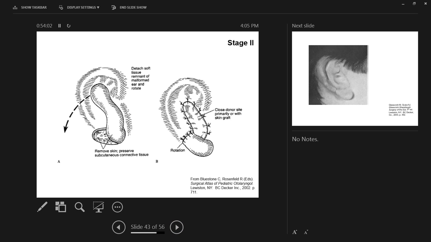In stage 2, the cartilage has a good blood supply. They physically detach that remnant of the malformed ear and rotate it downward, and that part is creating the earlobe itself. And they graft over with skin the area where the remnant tissue was.